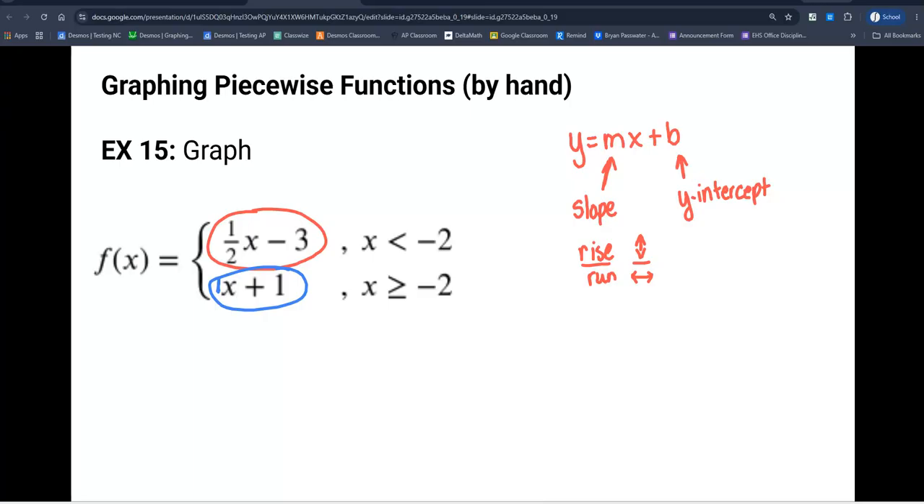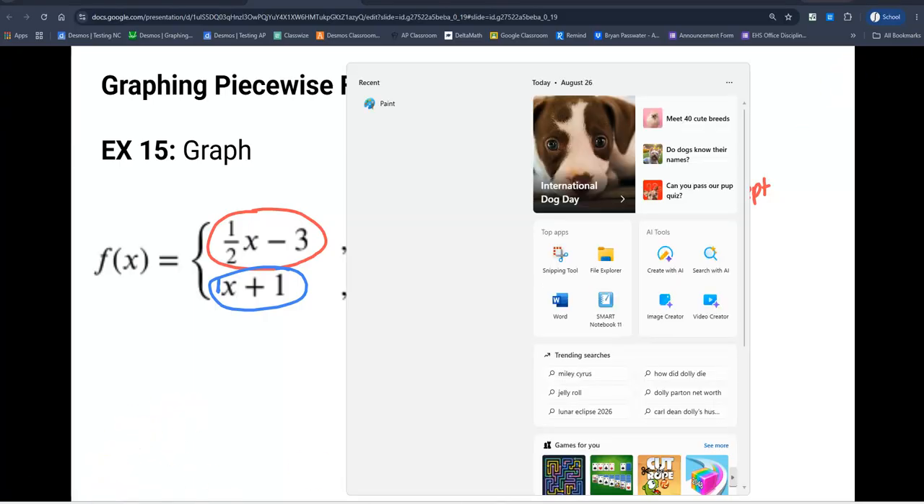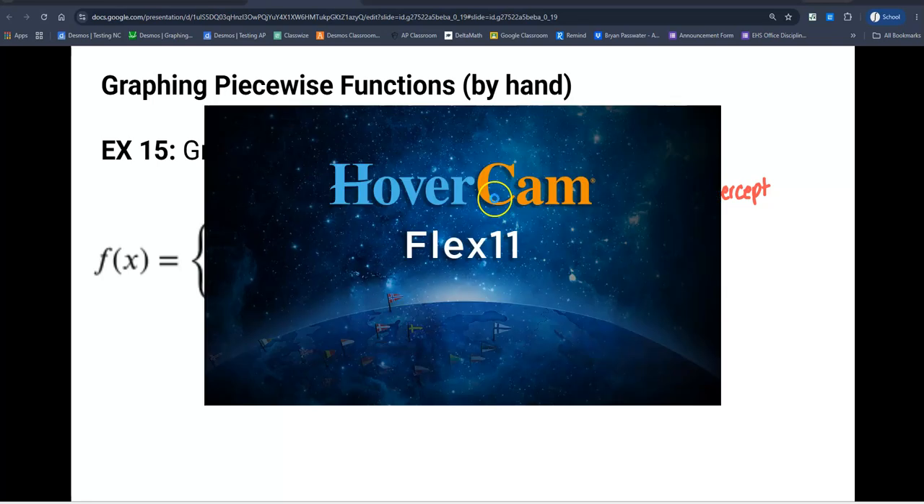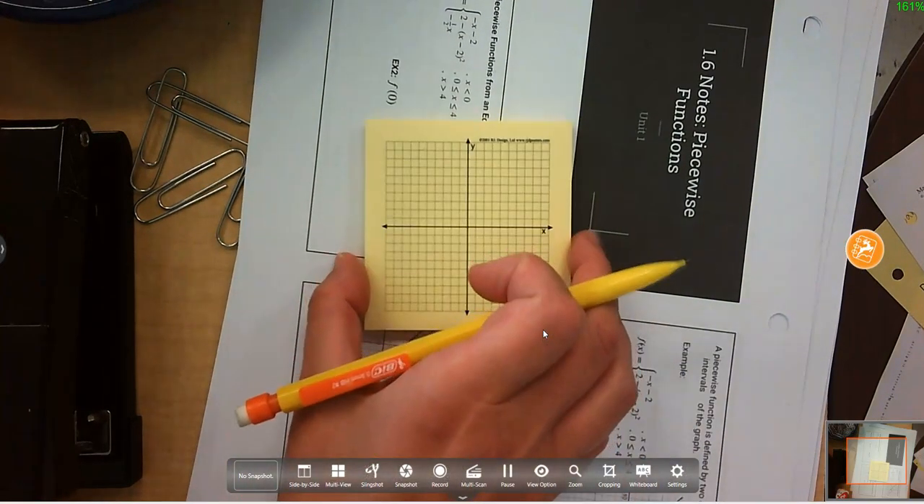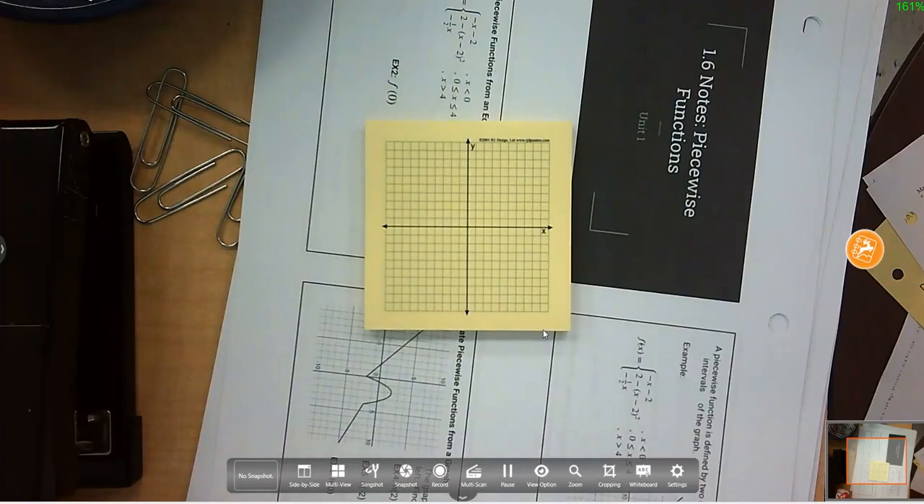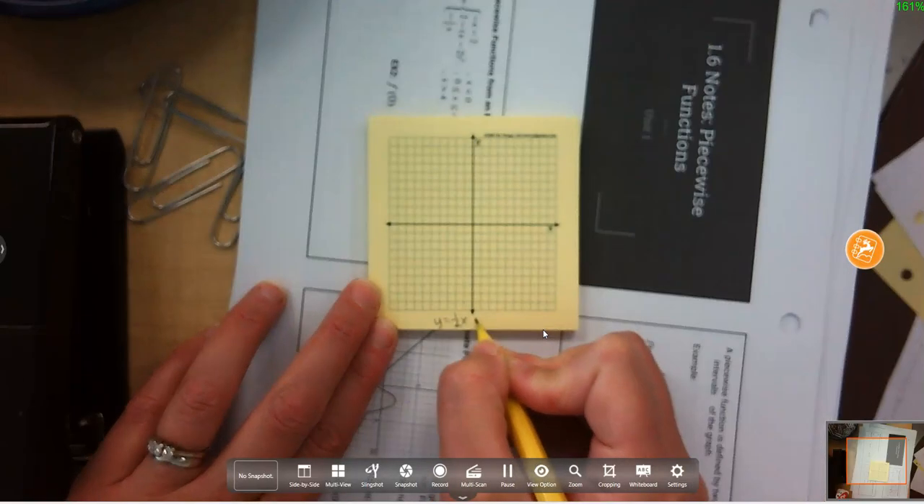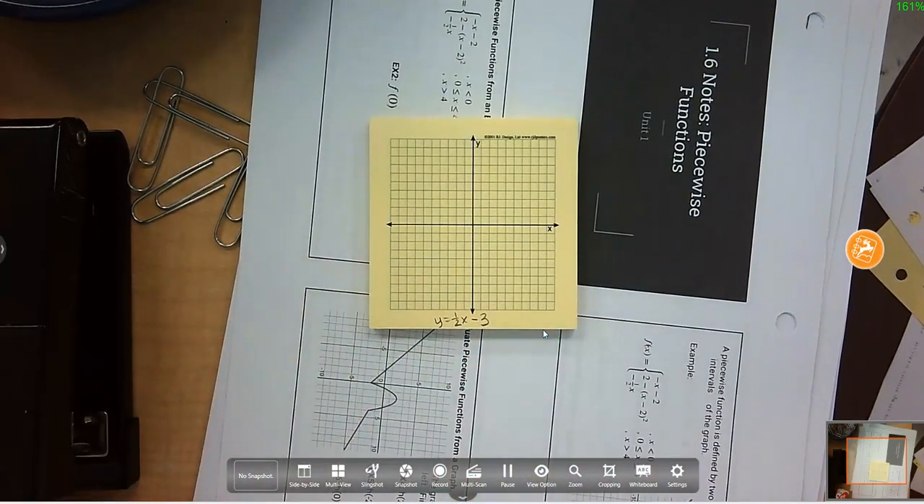Okay. All right. Let me get the document camera on, so we can make sure. Some of us have definitely forgotten how to graph a line. Some of you've got it. So let's look at how to graph a line here and make sure yours is right. Let's do y equals 1/2 x minus 3 first.